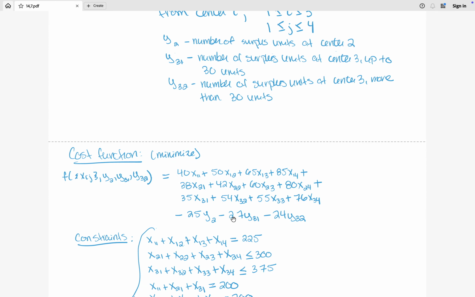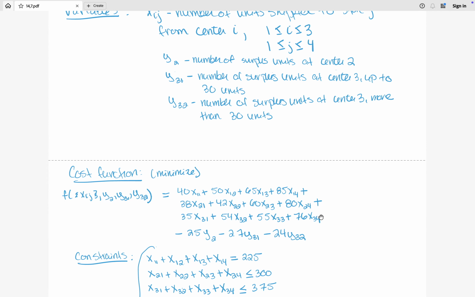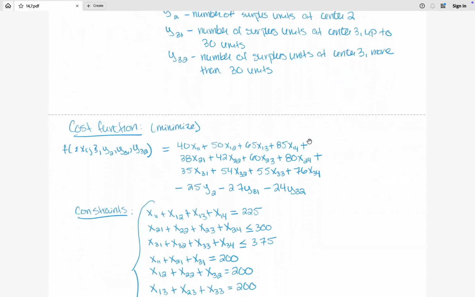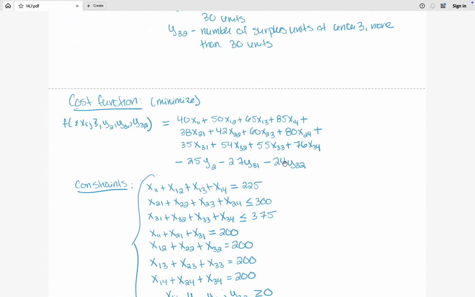And so then again, I also subtracted off $27 for the first 30 units that could be sold at center 3, and then we would only make $24, was that right? 24? It should have been 23. That's a mistake, actually. That should have been $23 right here. This should be 23 instead of 24. So we could make $23 for every unit that was sold as surplus at center 3.